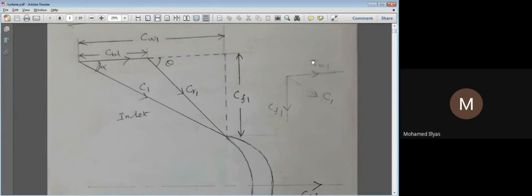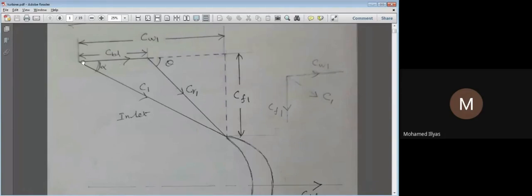Actually, this CW is doing work on the blades because of the rotation. That means the steam is rotating because of this blade shape. The rotating motion is giving some power to the blades. CF is just flowing along this path, which is why we call it the flow velocity. In this way, my C1 can be resolved into the swirling component, that is the tangential component, and the axial component. I am going to transfer it here.